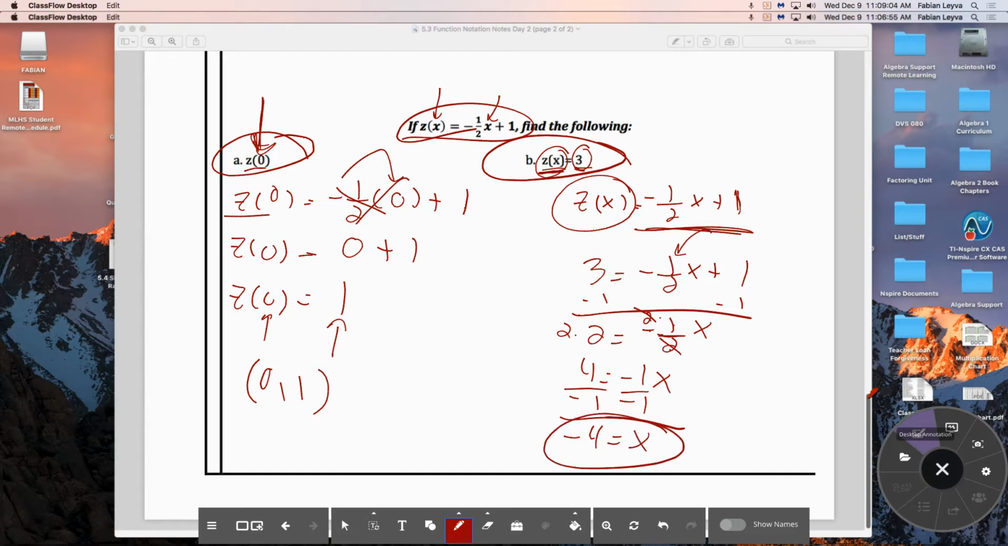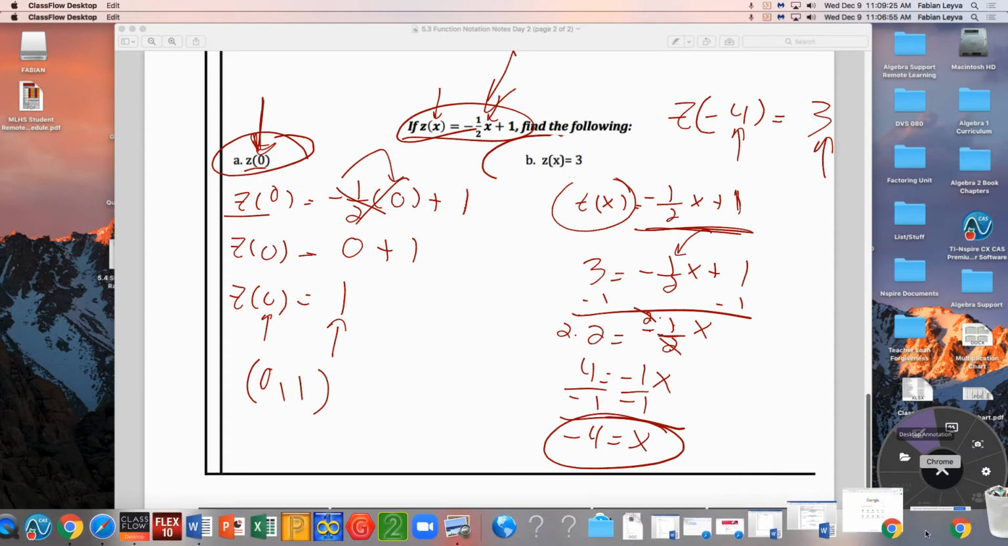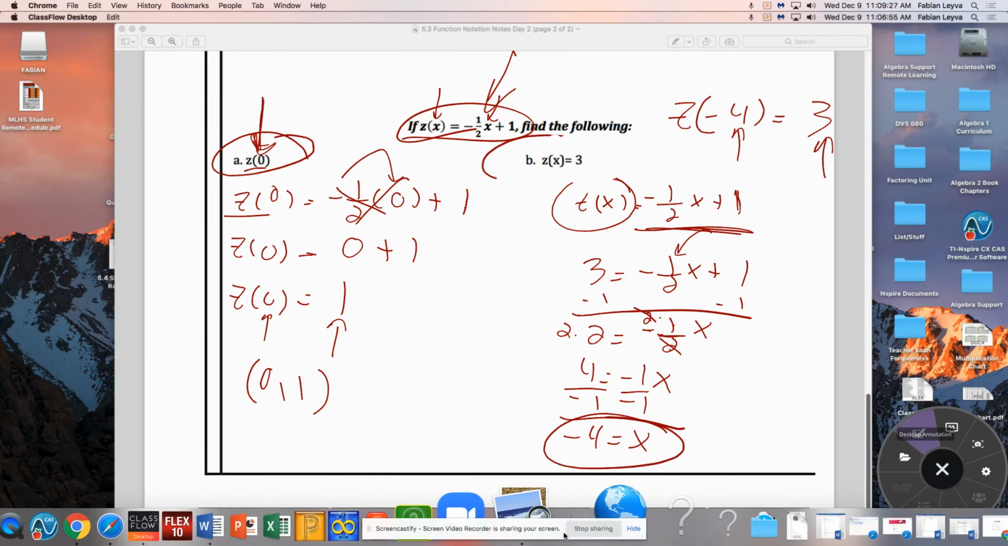So, you found the x value. If you go back to your original equation, z of negative 4 is equal to 3. What this is telling you is that when you input a negative 4 into your equation, you are going to get a 3 out. And that's pretty much it. If you could recognize the difference between those two, you're going to be miles ahead when we start building on this even more and we start using notation over and over.